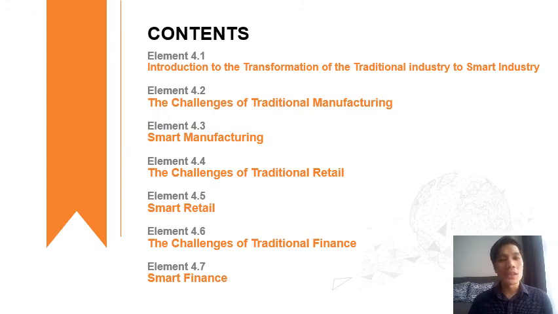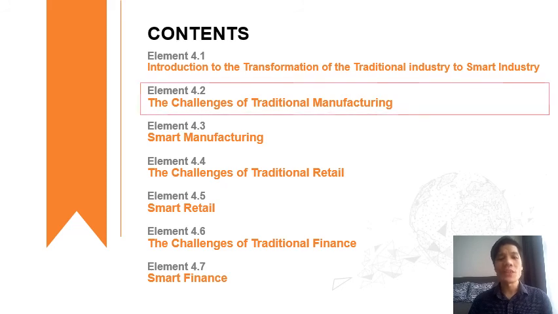This concludes this video. The next video we're going to look into the 3 different sectors of how traditional industry has transformed. So we're going to begin with the first one, looking at what are the challenges of traditional manufacturing before we move on to smart manufacturing. Thank you.